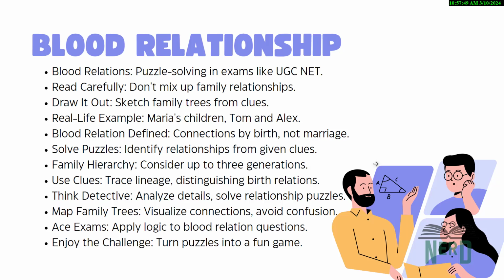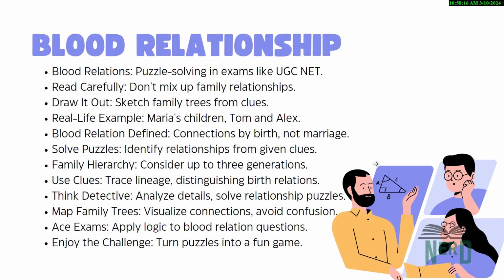So, a real-life example, let me give it to you. Let's say you're told Alex is Tom's brother and Maria is Tom's mother. From this, you can draw a little chart showing Maria at the top with Tom and Alex below her, connected by lines to indicate they are her kids. And this helps you to see that Alex is not just Tom's brother but also Maria's son.